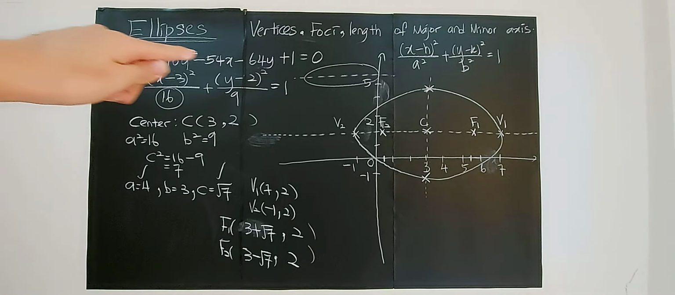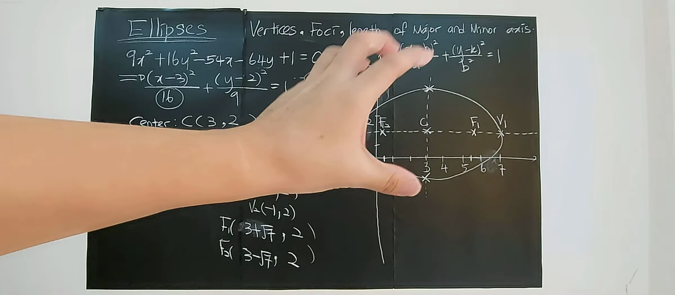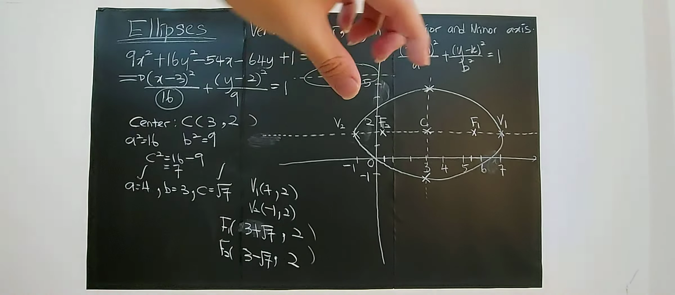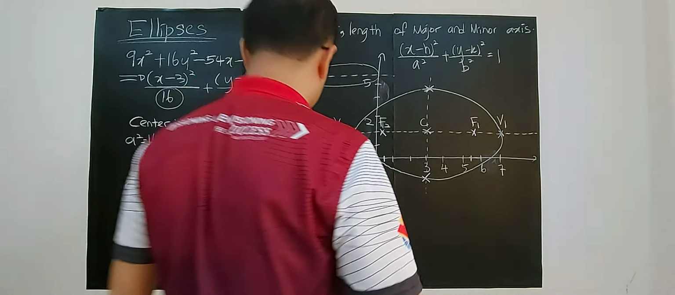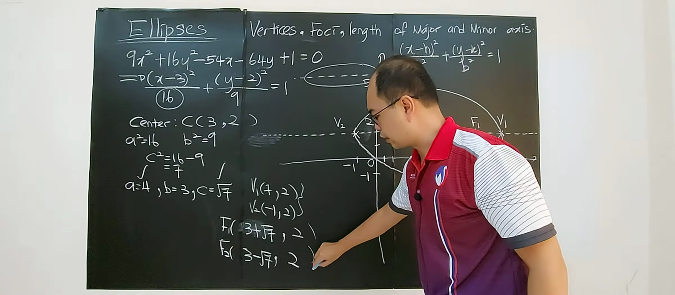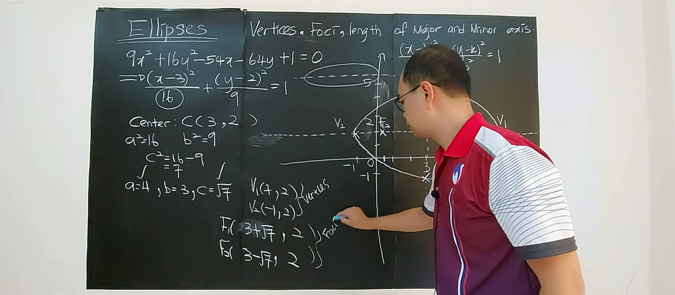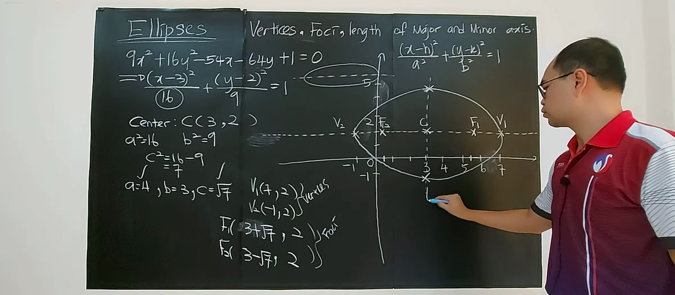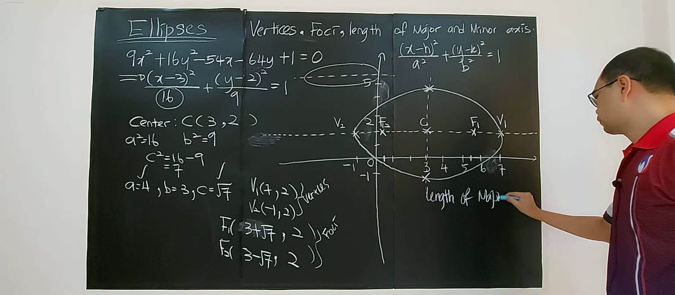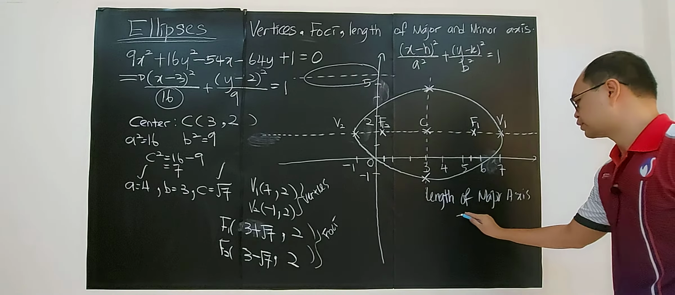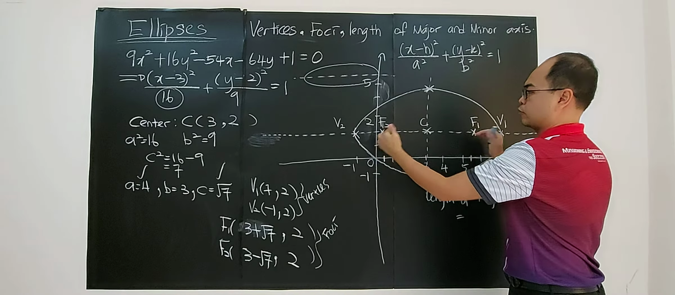So by converting this general equation to standard form, I get all the information and I can sketch the ellipse. As you can see, you have the major axis and the minor axis, your vertices and your foci. And of course, you can also know the length of the major and minor axes. The major axis is where the vertices and foci lie.